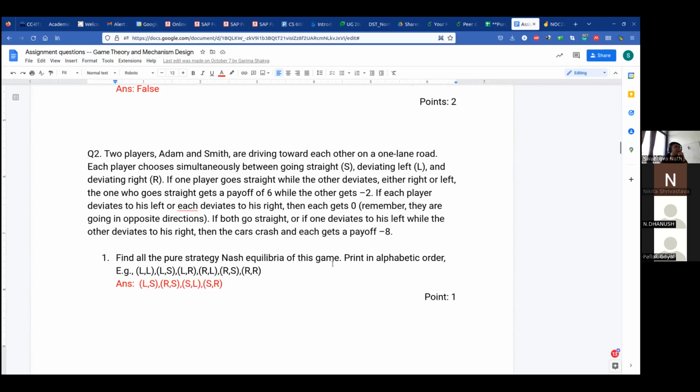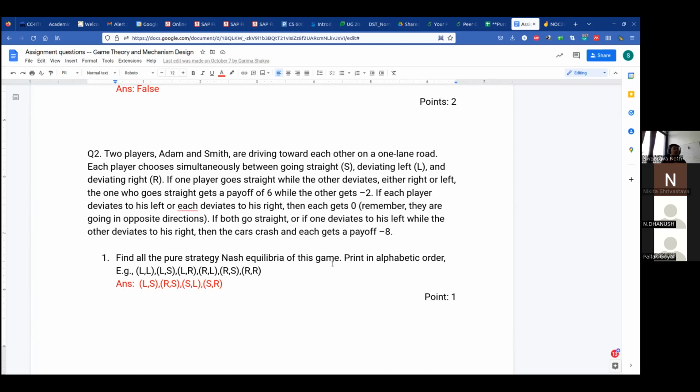Okay, so what is the game? Adam and Smith are driving towards each other on a one-lane road. Each player chooses simultaneously to go straight, deviate left, or deviate right. If one player goes straight and the other deviates, left or right, the one who goes straight gets a payoff of 6, while the other gets -2. If each player deviates to its left, or each deviates to its right, then each gets 0, as they go in opposite directions. If both go straight, or if one deviates to its left and the other deviates to its right, then there's a crash and they get a payoff.